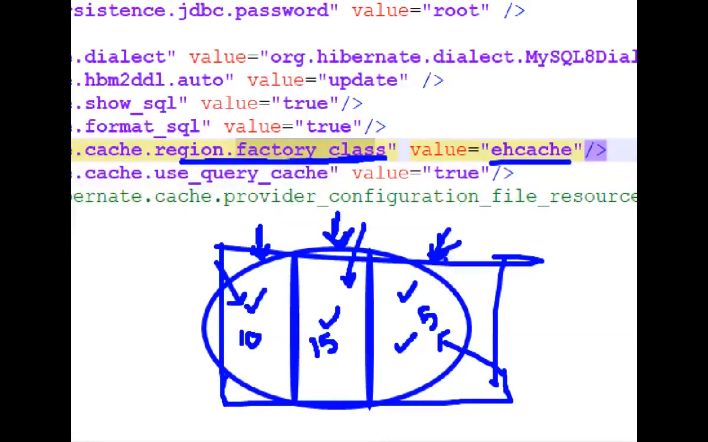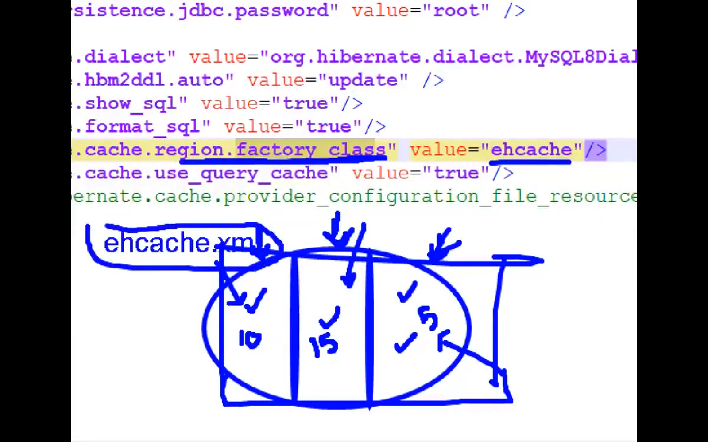What's the purpose of this XML file? You have to write one more XML file. What is the name of the XML file? The ehcache.xml file. What is the purpose of that? It is to divide this entire cache into regions and to define region settings. To define the region settings, one more XML file is required. What is that? ehcache.xml.